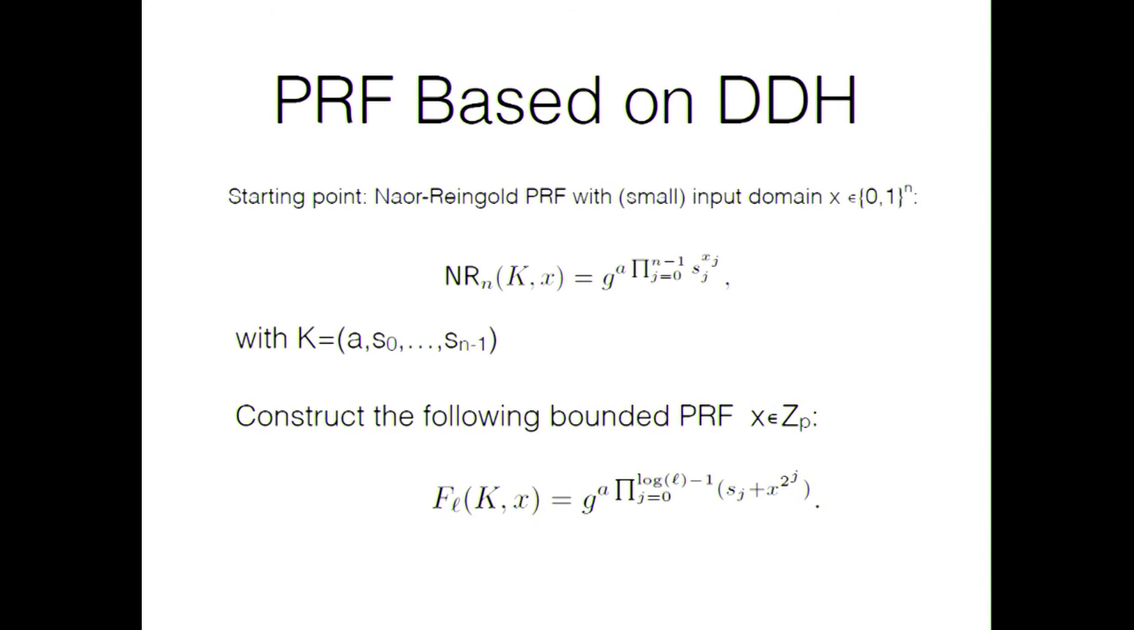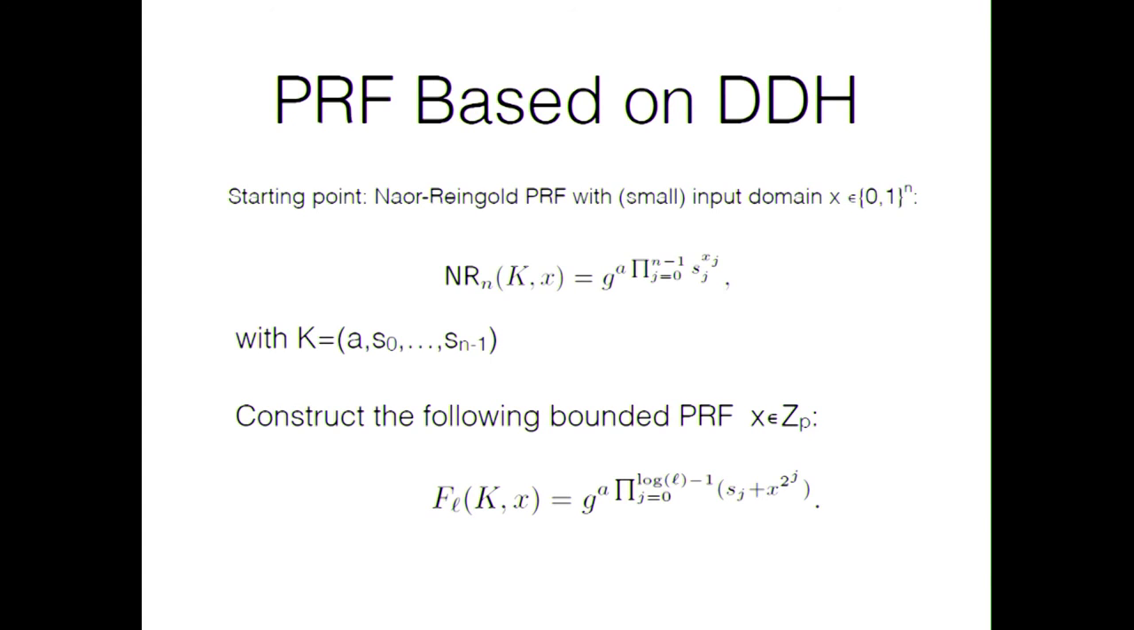The first step is to convert this one into a bounded PRF, and this is how our bounded PRF actually looks like. So now our input domain are not small binary strings anymore, but our input points are elements from Z_p. And we basically compute almost the same, but now the product is over s_j plus x to the 2 to the j. And remember, here L is the upper bound on the number of queries that the adversary is allowed to ask.